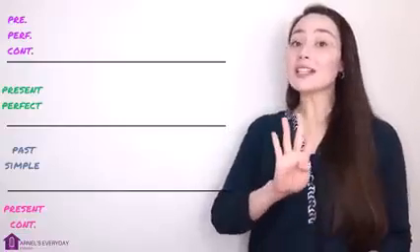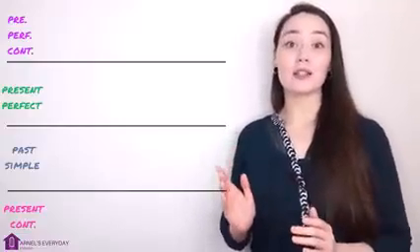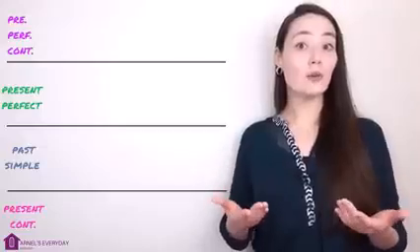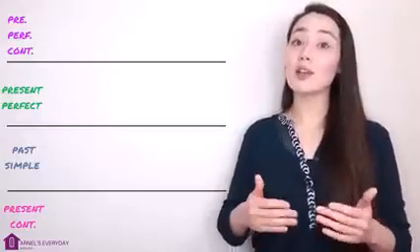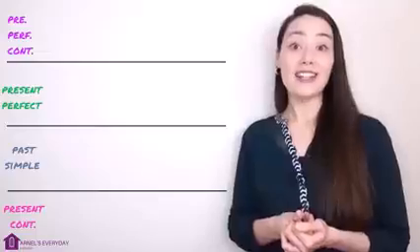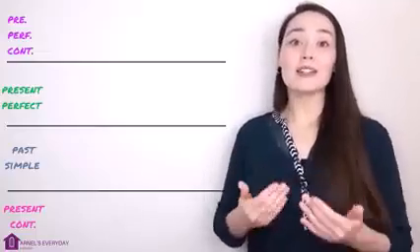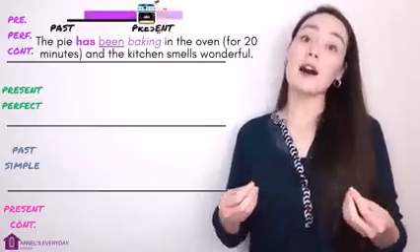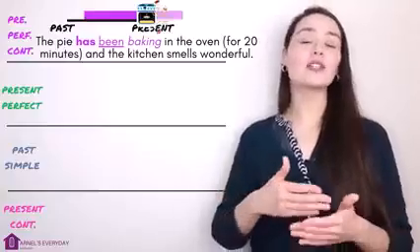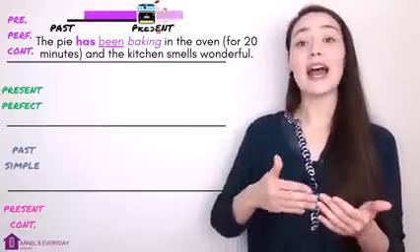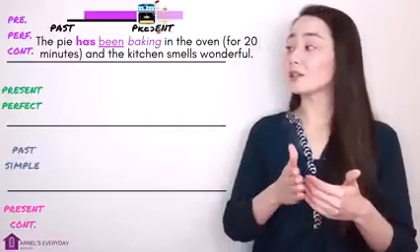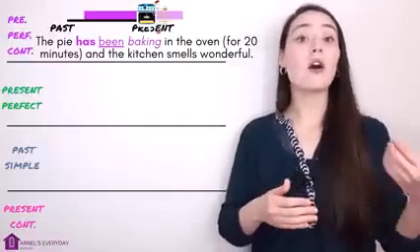We've looked at 4 examples of the present perfect continuous. What do we need to do now? We need to compare this tense to the other tenses. Are you ready? The present perfect continuous. The pie has been baking in the oven for 20 minutes and the kitchen smells wonderful. An action started in the past and continues up to the present and is ongoing.